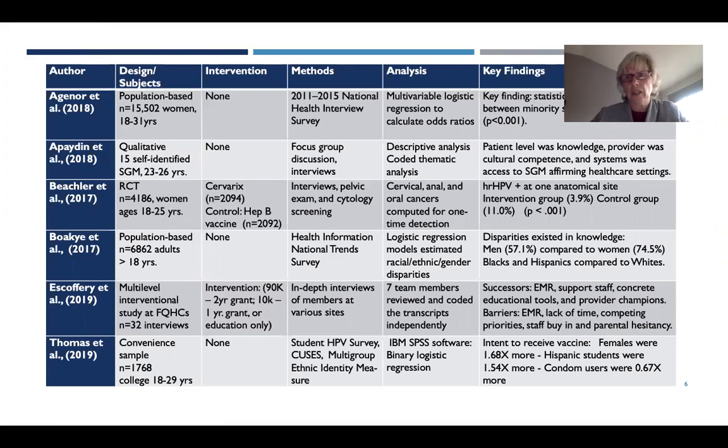These are not my critique articles. It's just a brief literature review. So Agenor et al. in 2018, this study really focused on the social determinants of health and looked at racial and ethnic disparities between minority populations and for those who were born in the US and those who were not. It's a population-based study. There were over 15,000 women who were the subjects. There was no intervention. It was an observational study, and they used the data from the National Health Interview Survey.